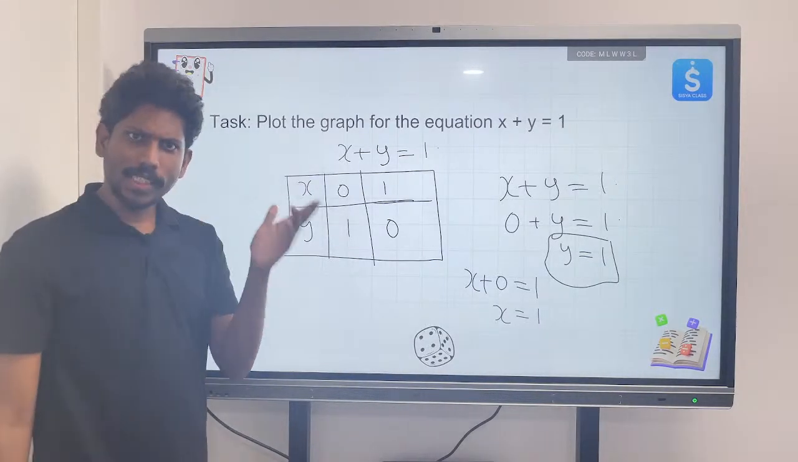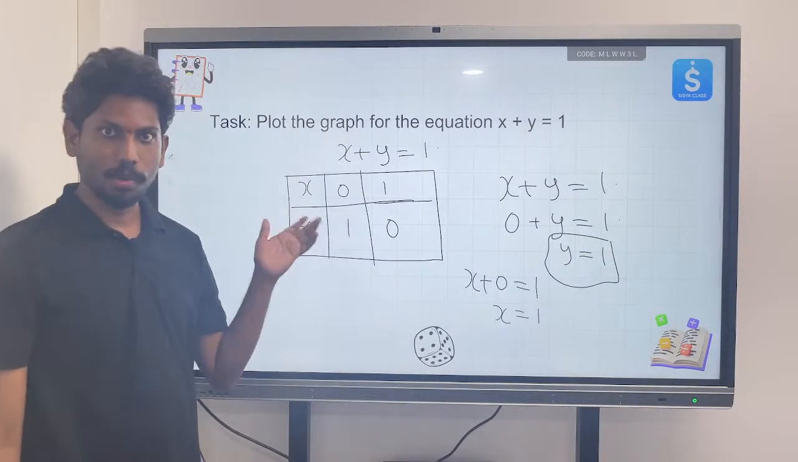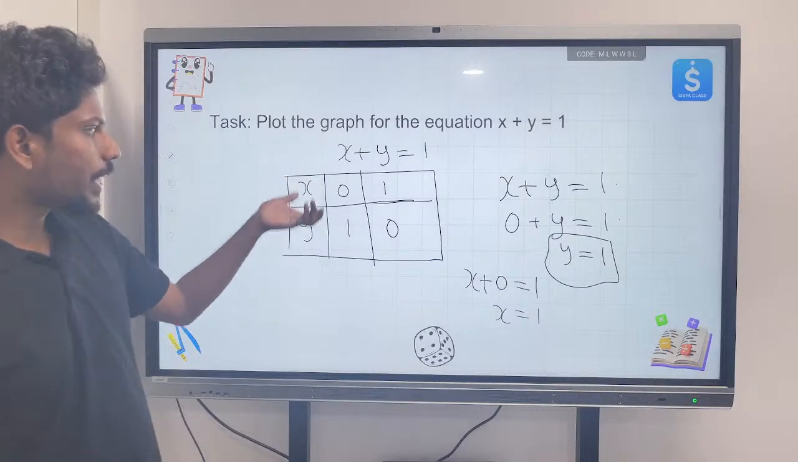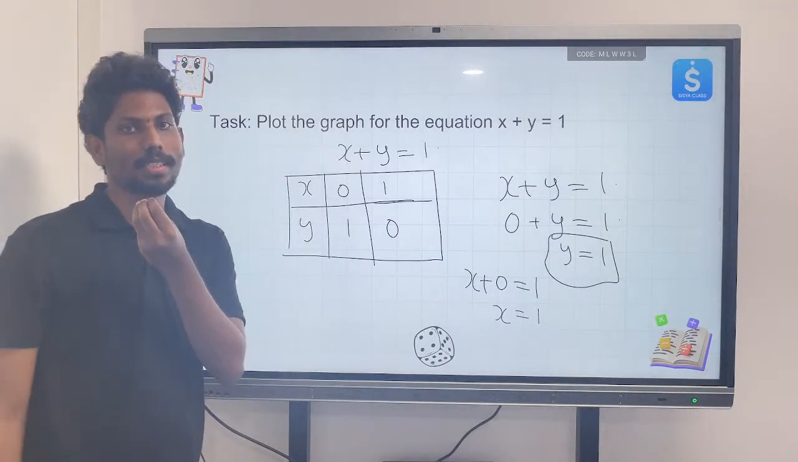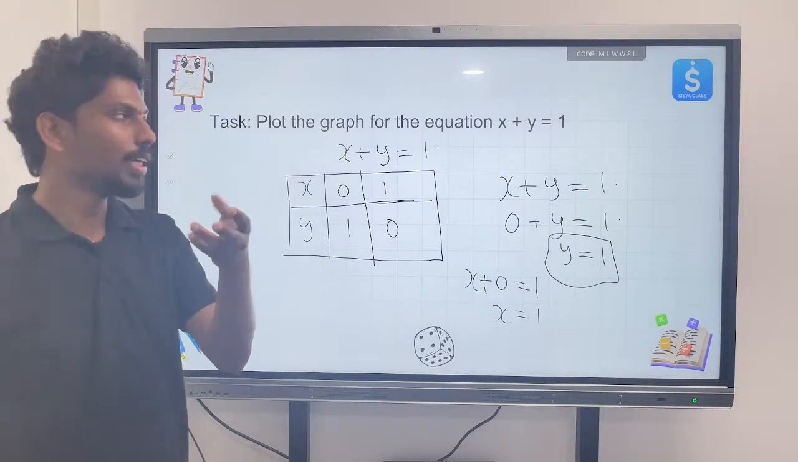Now, can we plot this graph on a graph sheet? Yes, we can plot this graph on a graph sheet. But how many coordinates do we have? We have 2 coordinates, right? So a minimum of 2 coordinates is necessary in order to draw a line generally.